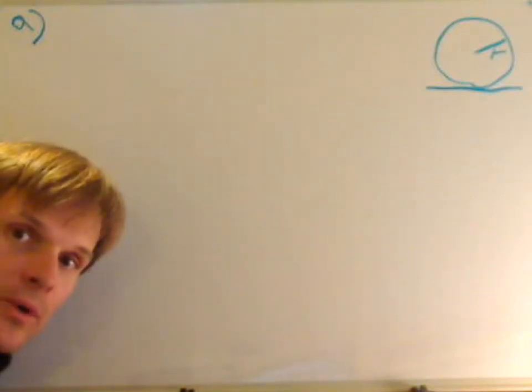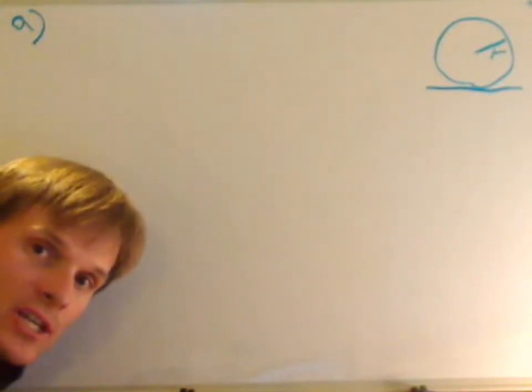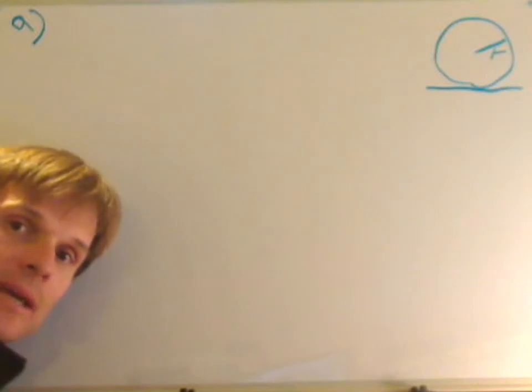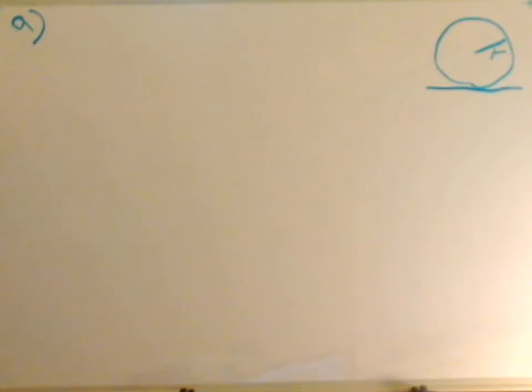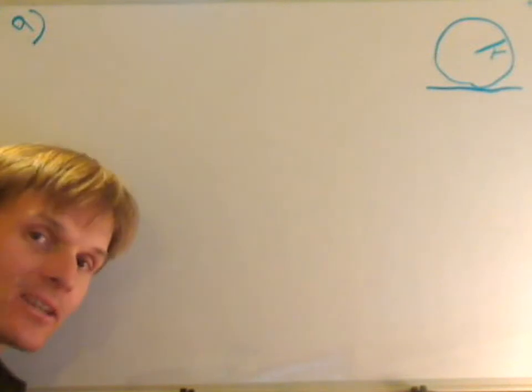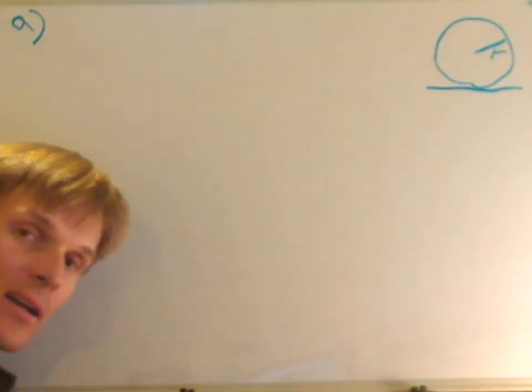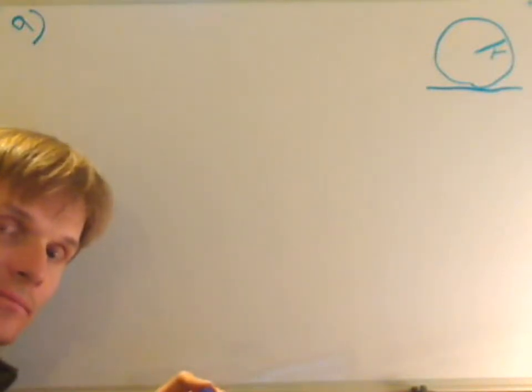Okay, so let's go ahead and work this rotational kinematic problem. We have this car that's slowing down, and we're asked some questions about the tire of the car. So first of all, we're asked to calculate the angular acceleration of the tire as the car slows down.